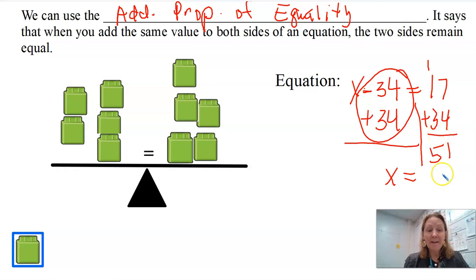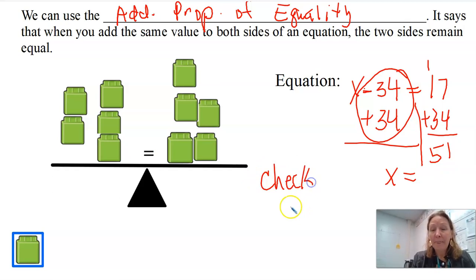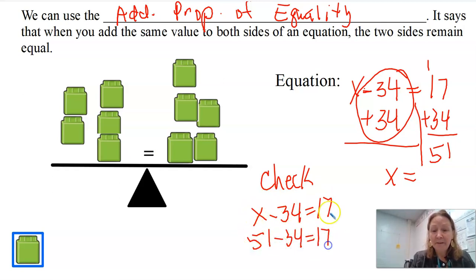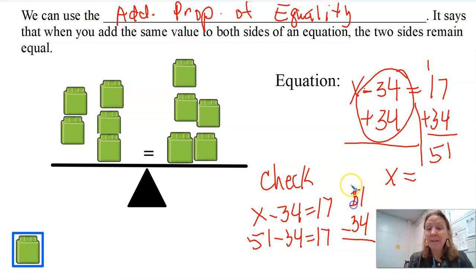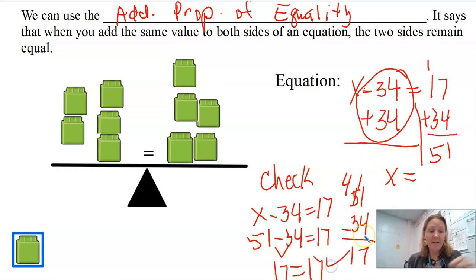Now, to check my solution, I'm going to plug in the 51. So down here, I'm going to write my check. I write the equation, x minus 34 equals 17. I put in 51 minus 34 equals 17. I don't want to do mental math. I really want to make sure I got the right answer, so I write out the subtraction problem. If I give you a calculator, that's good enough for me. I'm going to trust that you're doing the math with a calculator, not just looking at somebody else's work. Okay, cool.